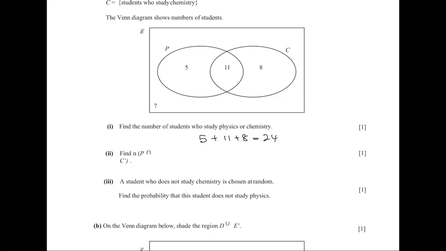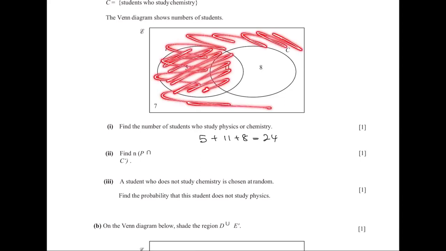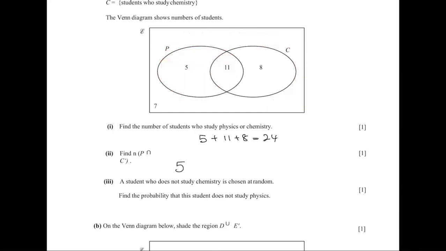Find the number of students that study physics and not chemistry. Physics, inside of P, that is the same as outside of C. So you can see clearly it's number 5.